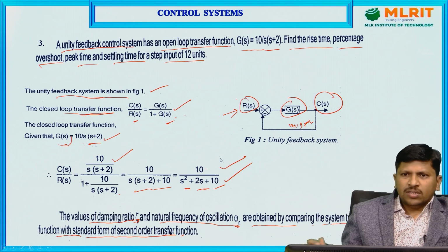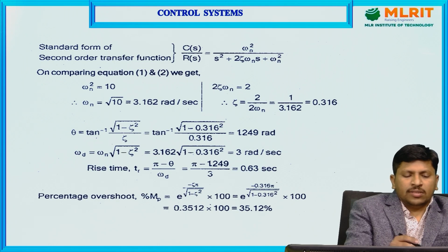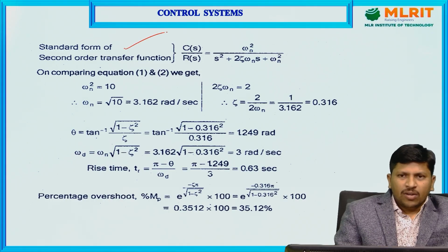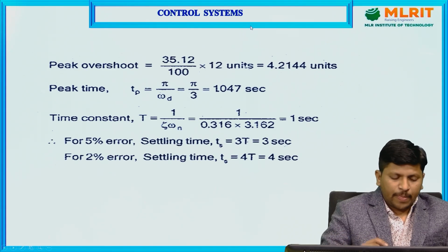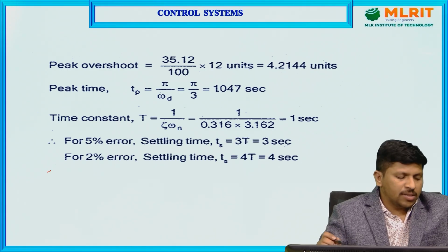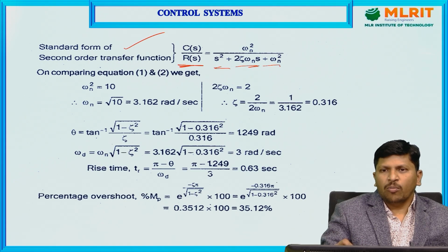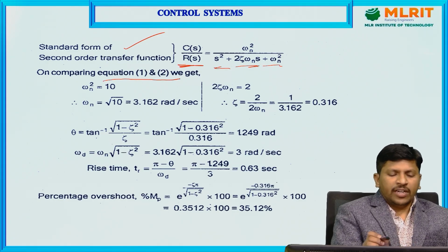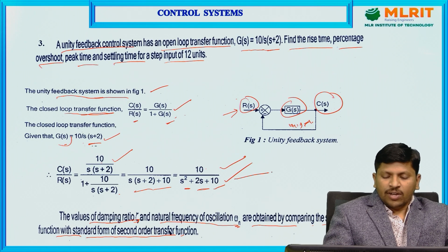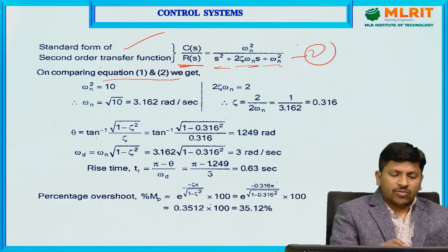Already we know the standard form of the second order transfer function, C(s) divided by R(s), is equal to omega n square divided by s square plus 2 zeta omega n s plus omega n square. Comparing equation 1 with the second order transfer function.